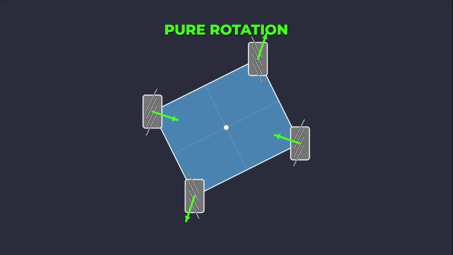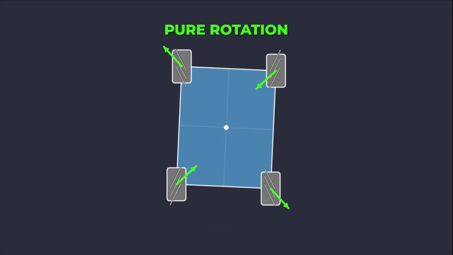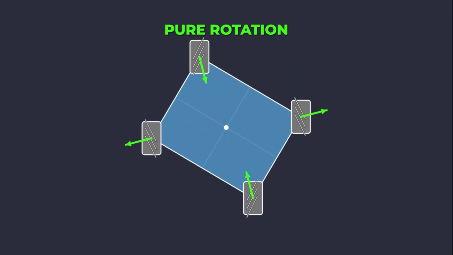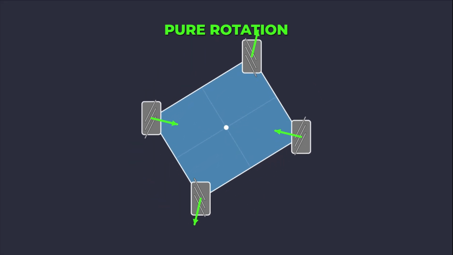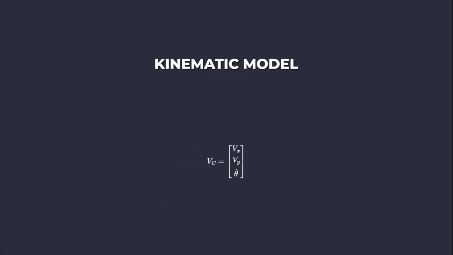For a standard spin, if all wheels spin at the same magnitude omega, the resulting axial and lateral forces cancel out, leaving only a net torque tau. The angular velocity of the chassis, omega, is proportional to r times omega divided by the quantity L plus W, where L and W define the chassis dimensions.